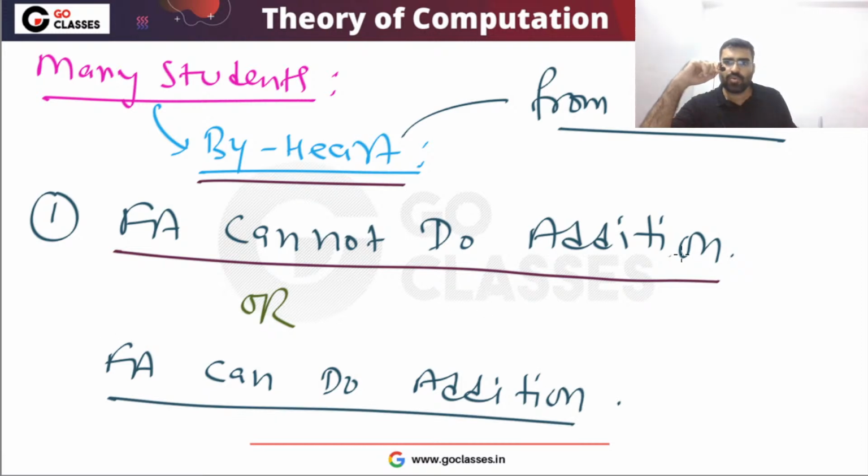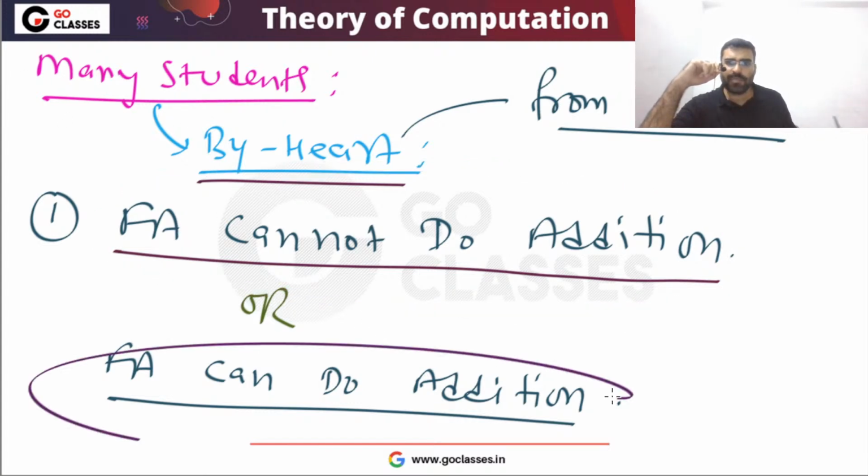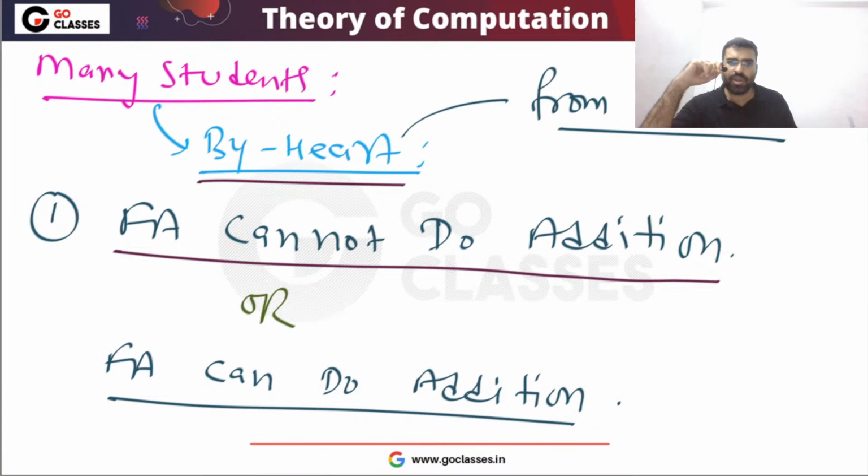I have seen many students who either memorize "finite automata cannot do addition," or memorize "finite automata can do addition." Can you tell me from these two statements which statement is correct? Finite automata cannot do addition, finite automata can do addition. Which statement is correct?